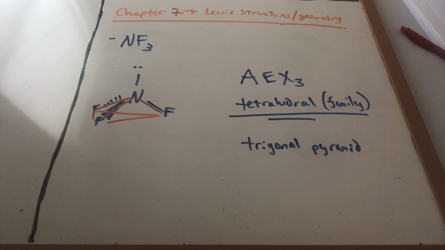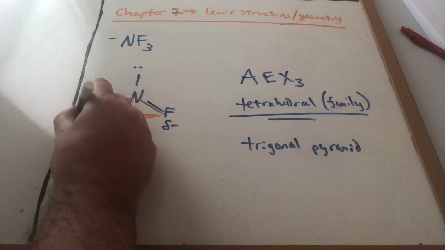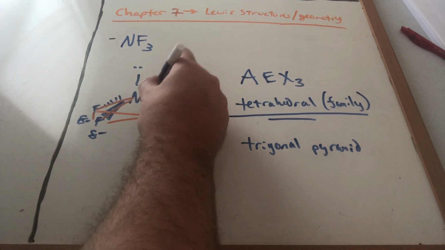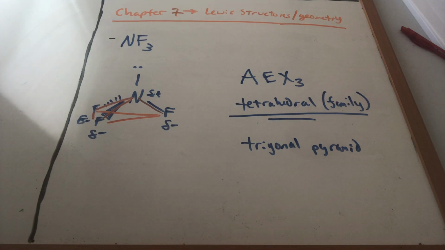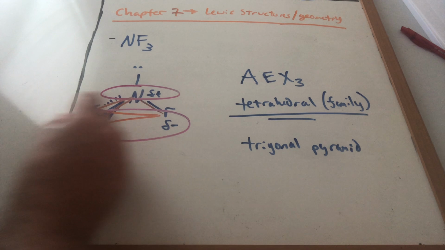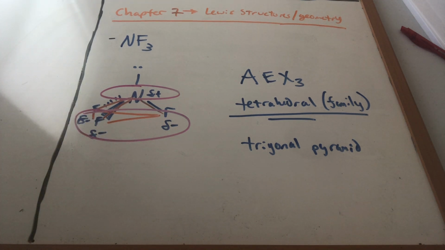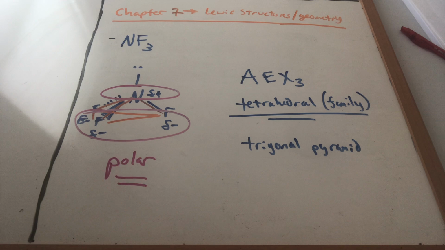So now, is this guy polar or not? F's are going to be partially negative. The N is going to be partially positive. You look at the atoms again to determine polarity. Here's one end of the molecule. The other end of the molecule's down here. Do you see the same or opposite charges? You see opposite charges. You see different charges. So this guy is polar.